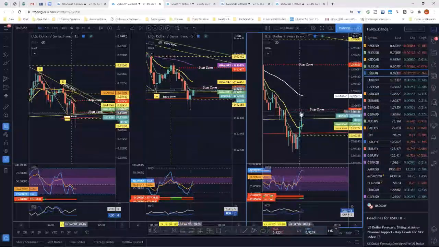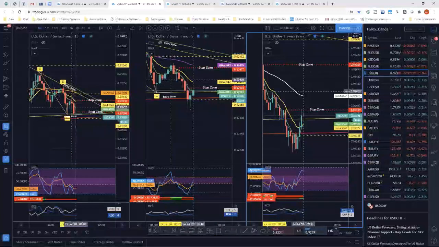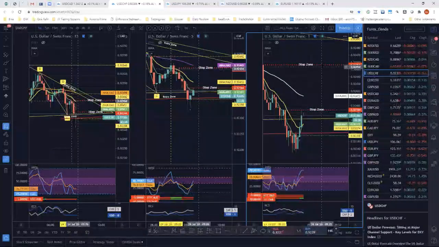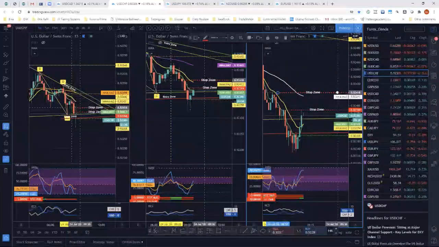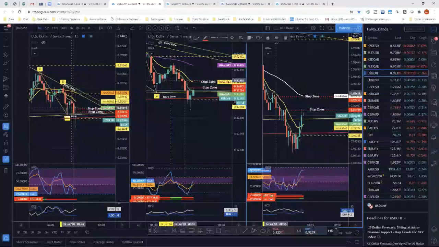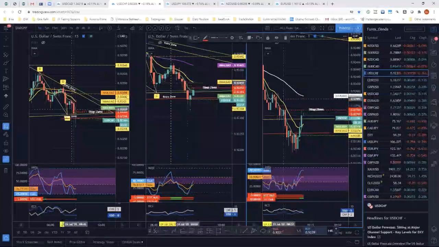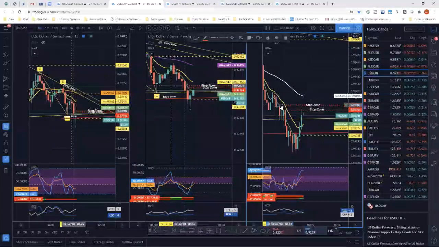So it came back into the wedge. These moving averages are starting to flip over, and I would be surprised to see it test this area up in here. A little bit of a basing drop, a little base here to a drop, and now it's retesting this area.